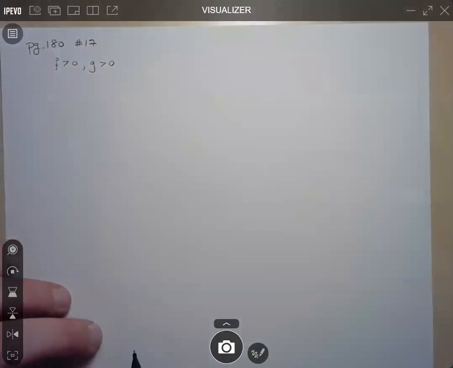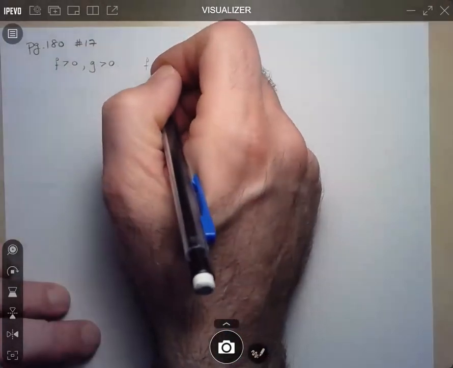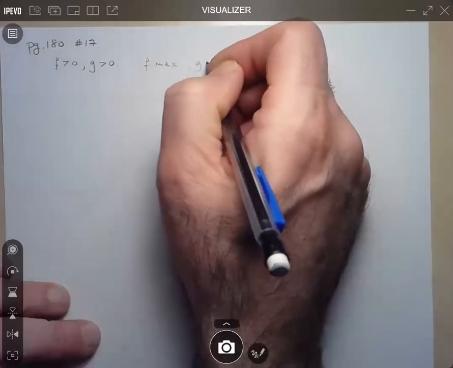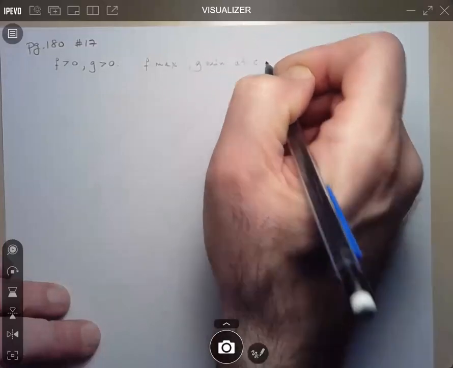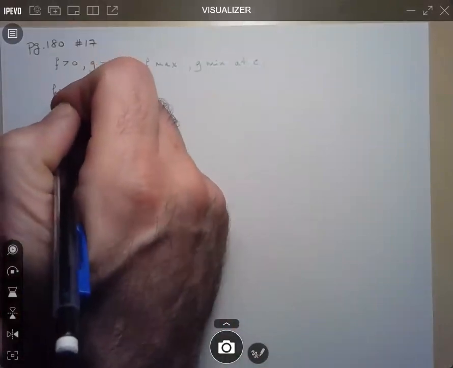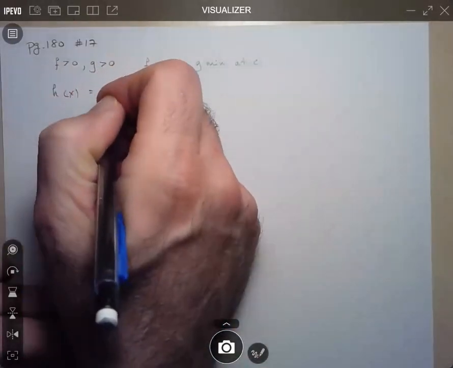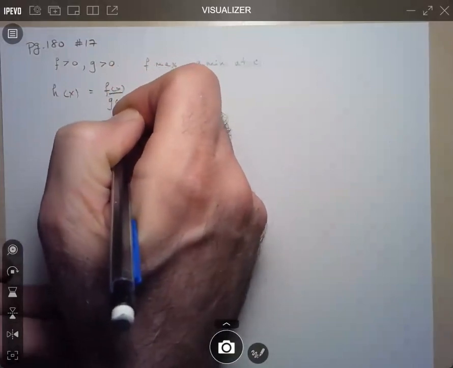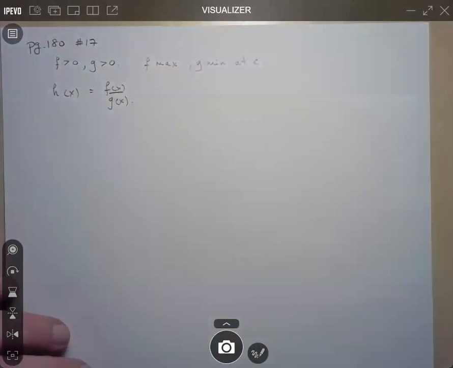So they give us that. Okay. And they say that f has a local max and g has a local min at c. So f has a max and g has a min at c. Okay, and we'll see how hopefully that information will be useful for us. And let's see what they're asking us to do. It says show that the function f at x over g of x has a local max at h equals c. Okay, so the function we're working with is h at x, which is f at x over g of x. Okay, and I need to show that it's a local max at c.